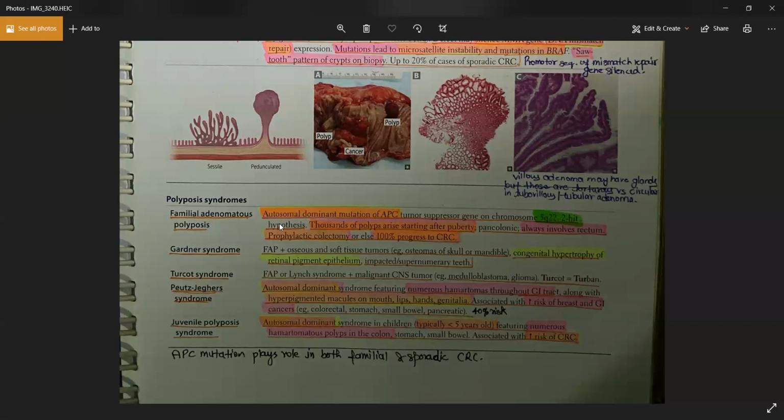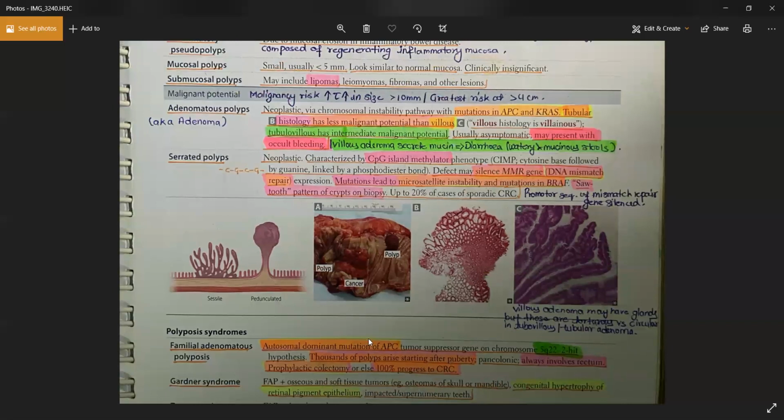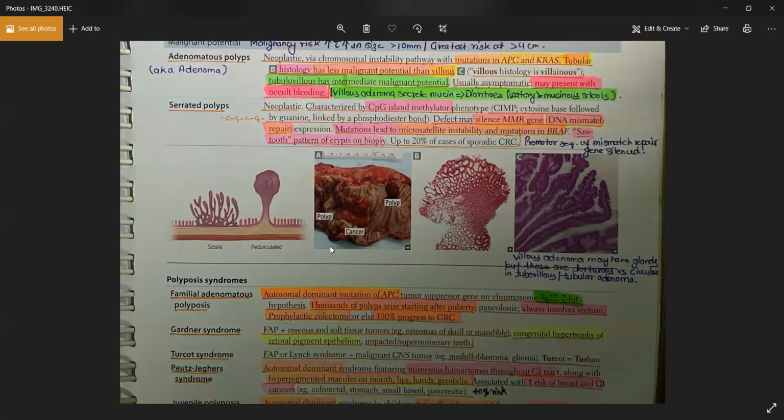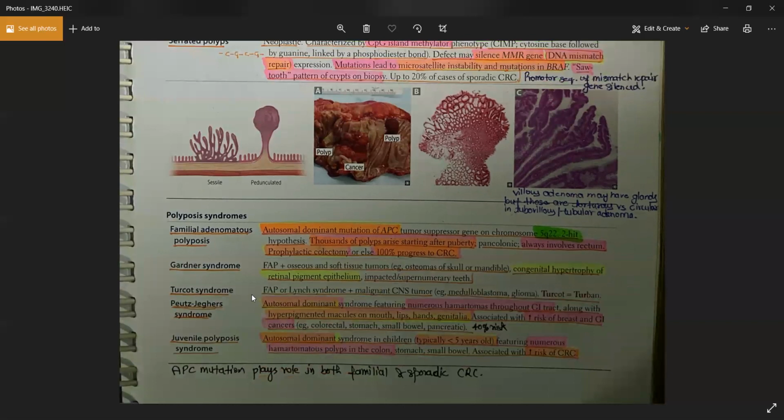So you have to do the prophylactic colectomy in the patient, because there will be 100% chance of progression of these polyps into colorectal carcinoma. Once the APC mutation occurs, it can lead to the KRAS mutation. Then after the KRAS mutation, the P53 mutation can occur, and that can lead to the cancer, right? So you have to remove the colon completely to prevent this condition.